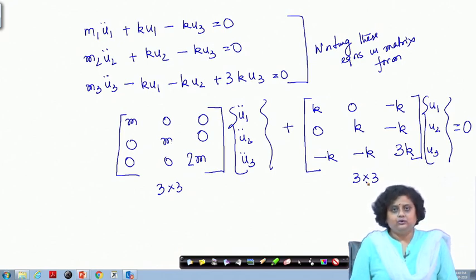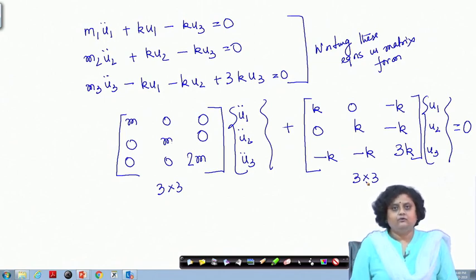One should also notice that even in this case, the stiffness matrix has turned out to be symmetric. The mass matrix here is diagonal, so the question of symmetry does not come into the picture. But there could be systems where the mass matrix need not be diagonal. Even in those cases, if it is a linear system, the systems that we are dealing with in this course, the mass matrix will be symmetric and positive definite, as well as the stiffness matrix.